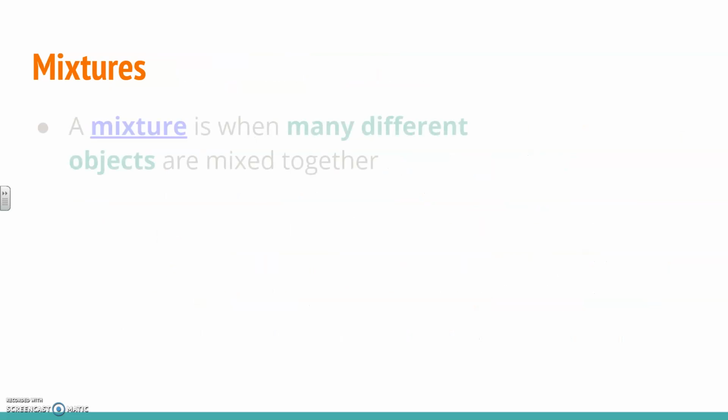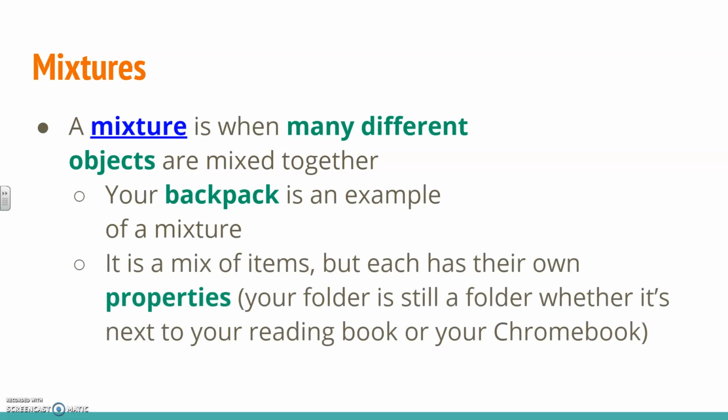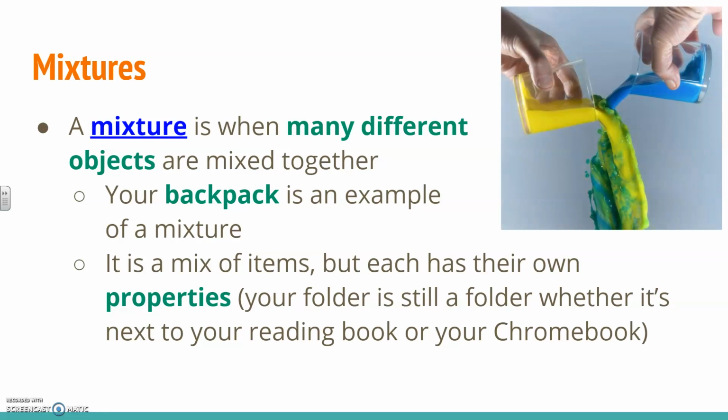And we have 2 slides real quick. So a mixture is when many different things come together. Think of mixing a cake together. Your backpack is a mixture. These 2 cups of water or liquid are a mixture. Exactly like the name says, you're mixing 2 items together. Each still has its own properties, so think of your backpack. Your folder is still a folder, whether it's touching your reading book or your Chromebook, it still holds papers. Same thing here. That blue water is still blue, and the yellow water is still yellow, but when they mix together, they do in fact make green.